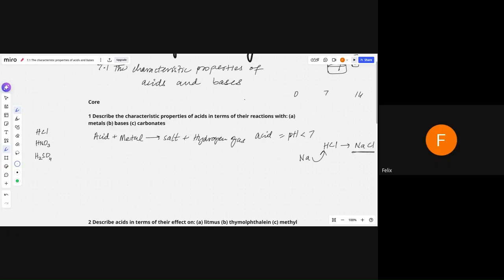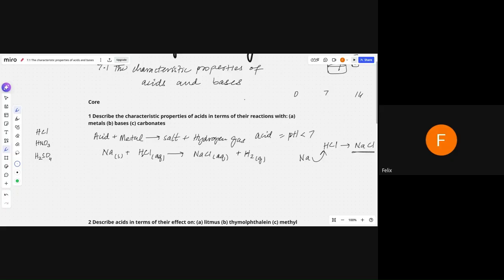So this is a general word equation. Now let me give you a symbol equation. Sodium, for example, a metal in a solid state, when it reacts with HCl, hydrochloric acid, in its aqueous state, is going to produce the salt sodium chloride, and this is soluble in water, so we write aq, and hydrogen gas will be released, right? And I write the state symbol of a gas here. So this is the equation.